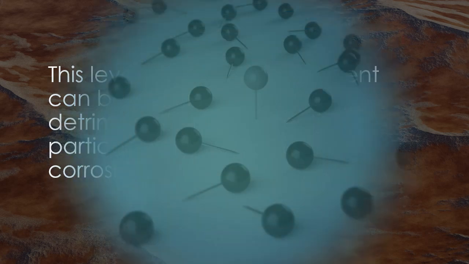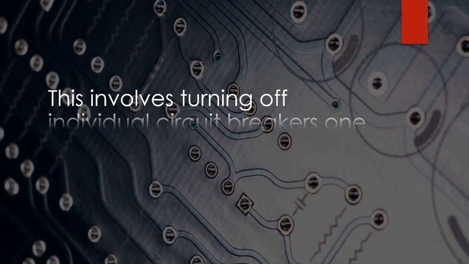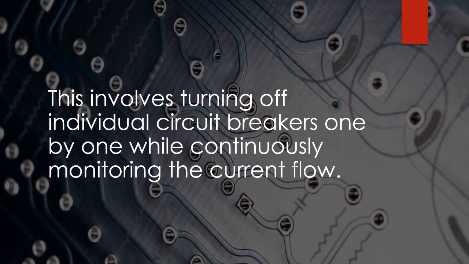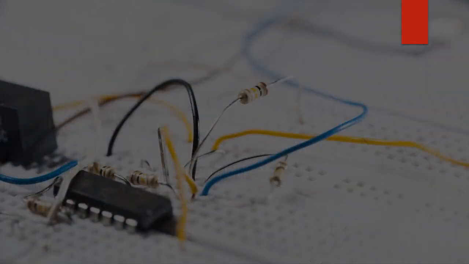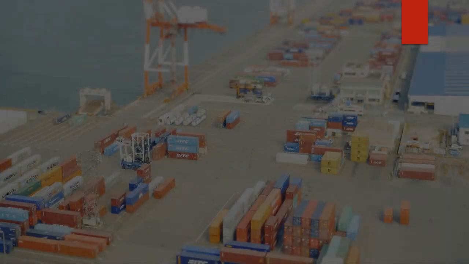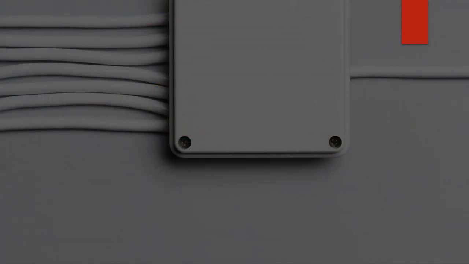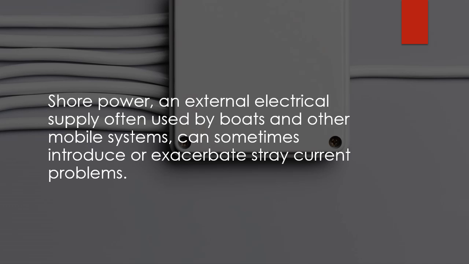To pinpoint the specific source of a detected stray current, a systematic process of elimination is often employed. This involves turning off individual circuit breakers one by one while continuously monitoring the current flow. When the stray current reading drops significantly after a particular circuit breaker is switched off, it indicates that the fault likely lies within that specific circuit or the equipment connected to it. Furthermore, it's important to check for stray current under various operating conditions, including when the system is connected to shore power. Shore power, an external electrical supply often used by boats and other mobile systems, can sometimes introduce or exacerbate stray current problems.